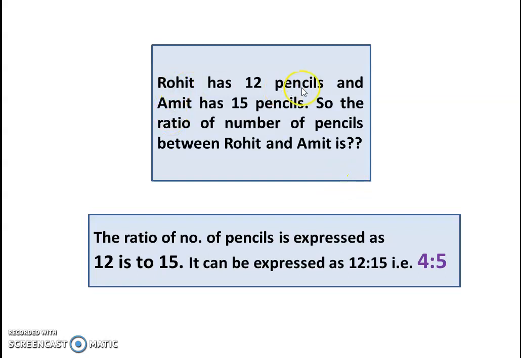Here Rohit has 12 pencils and Amit has 15 pencils. So the ratio of number of pencils between Rohit and Amit will be 12:15, and as we know 12 and 15 both are divisible by 3. So after simplification it will be 4:5, right? So this is the ratio of number of pencils between Rohit and Amit, right?